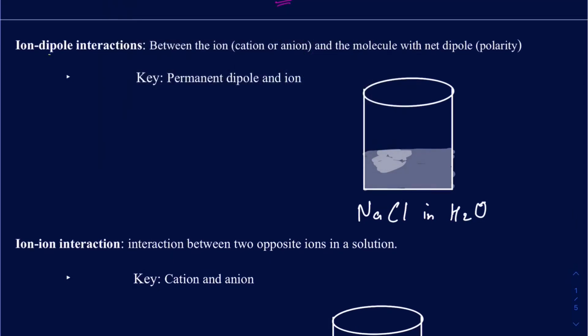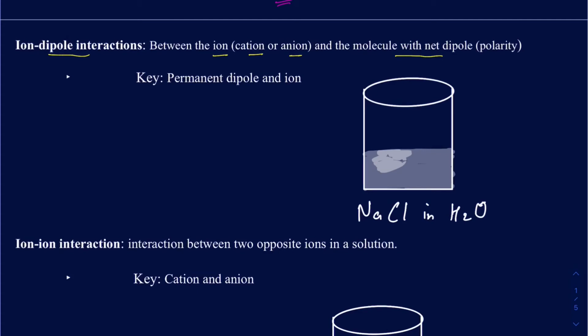This is mostly going to be seen in general chemistry, and you may not necessarily see it in organic chemistry. It's mostly when you dissolve something in water. So suppose I have an ion. The ion could be anything, either a cation or an anion, and there is a molecule that already has a net dipole, or a permanent dipole in the molecule. That would create an ion-dipole interaction.